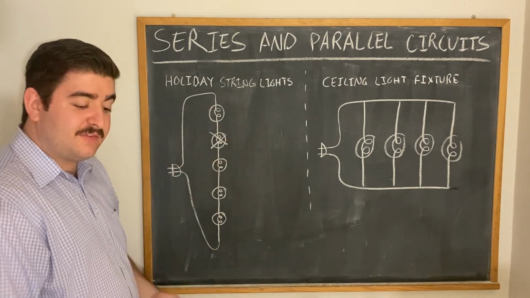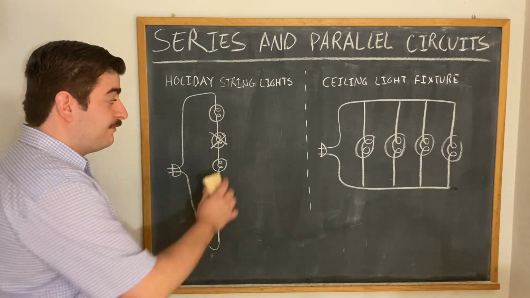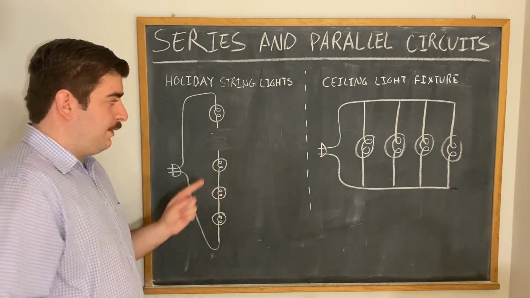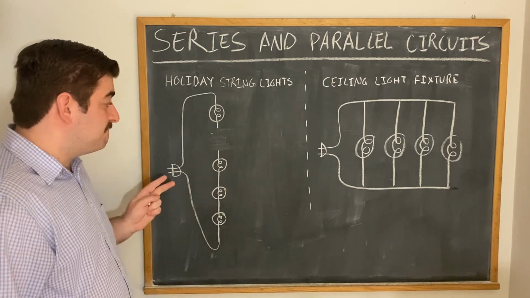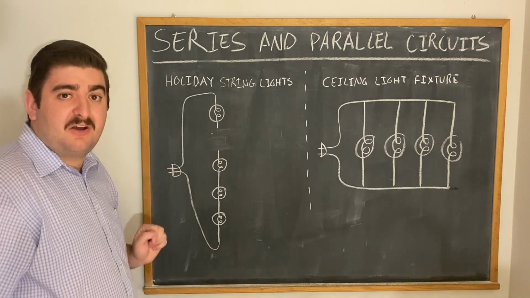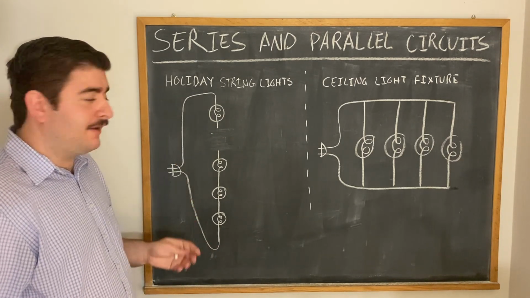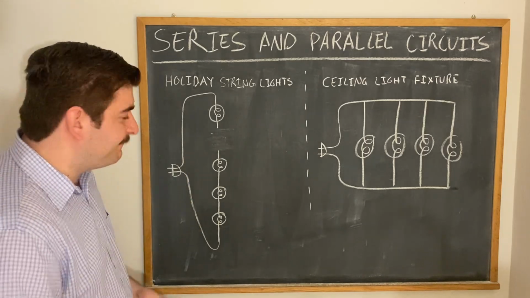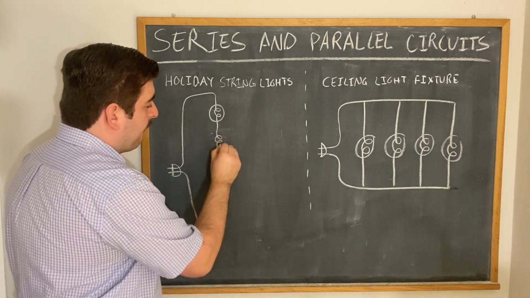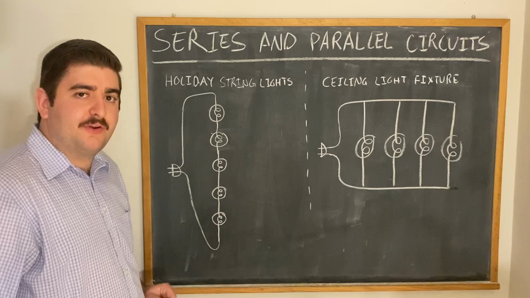So when one of these is effectively removed from the circuit, there's no longer a circuit. There is no electrical connection here anymore, so they all stop working. That's why you have to replace this light before the string works again.